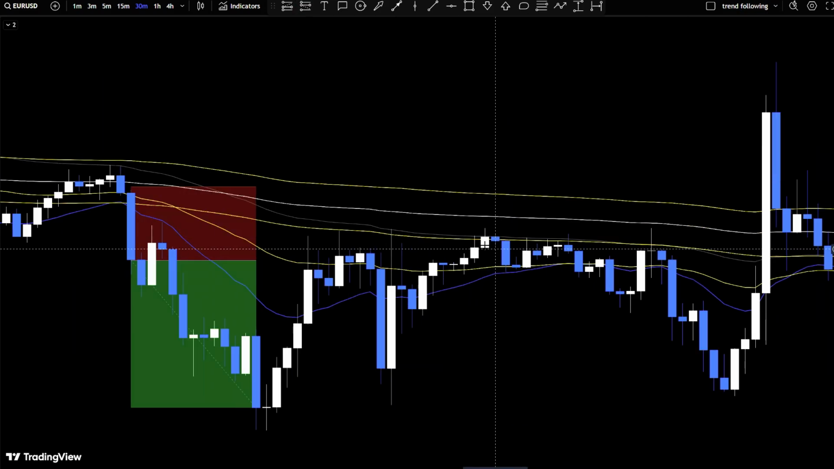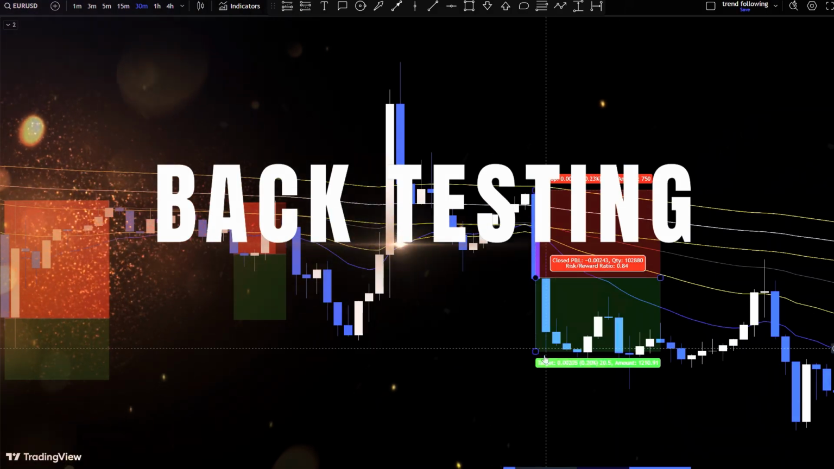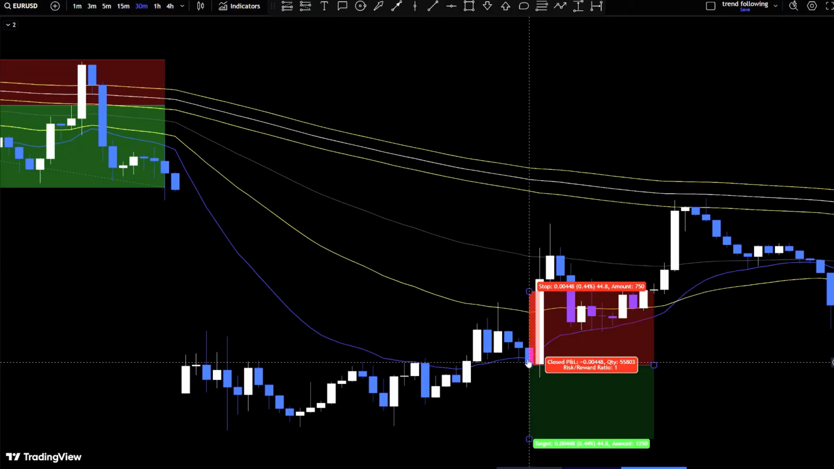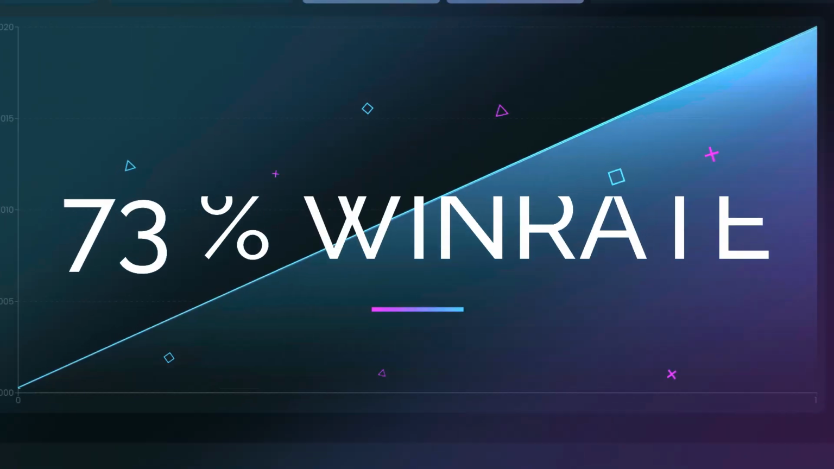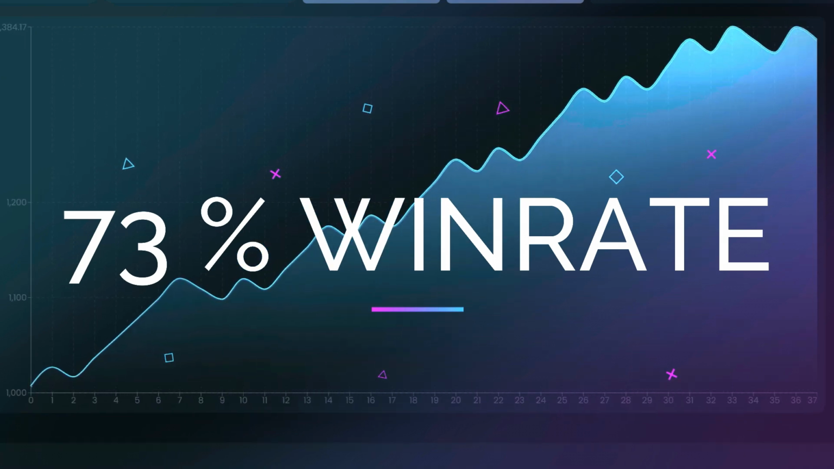So let's dive into something I know you're going to find valuable. The backtesting results for this strategy on the Euro USD chart. I ran the system through 100 trades and here's what came up. It was profitable in 73% of those trades. That's a pretty impressive win rate, right? For traders, this means you're looking at a strategy that's stacking the odds in your favor more often than not.